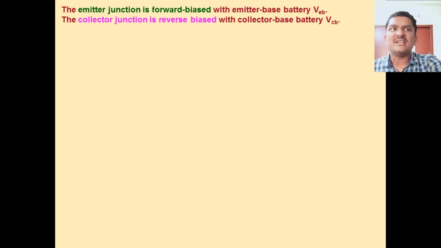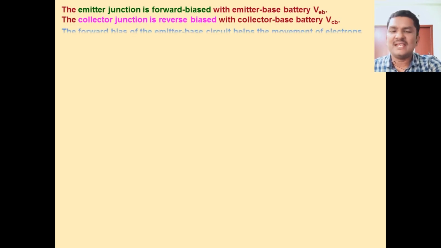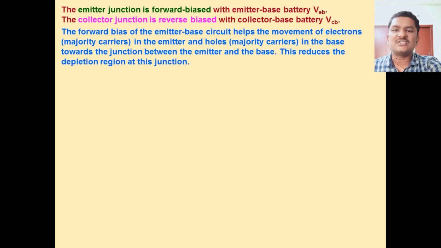The emitter junction is forward biased with the emitter-base battery, that is VEB. The collector junction is reverse biased with the collector-base battery VCB, the voltage across collector and base.